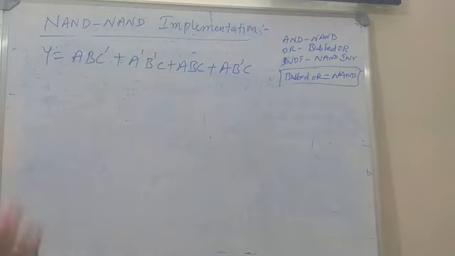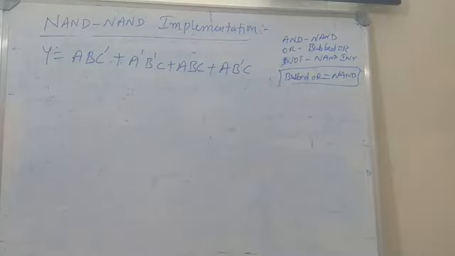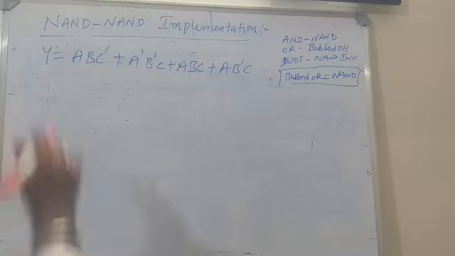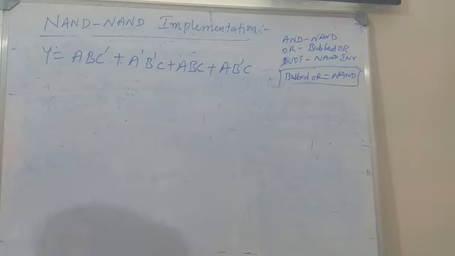So A B C bar plus A bar B bar C plus A B C plus A B bar C. For this equation, what are the steps I told? You have to minimize the expression in terms of SOP. The given function is a canonical SOP, and you have to minimize the expression, either by using Boolean laws or otherwise the K-map method.